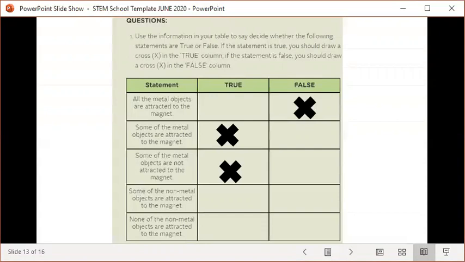Okay, fourth statement. Some of the non-metal objects are attracted to the magnet. I see Sakura Court is saying false. Yandis is also saying false. All right, let us see what the answer is.